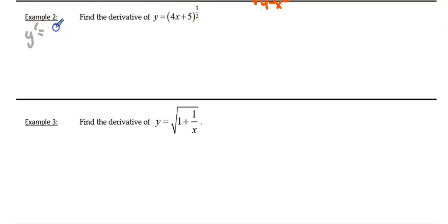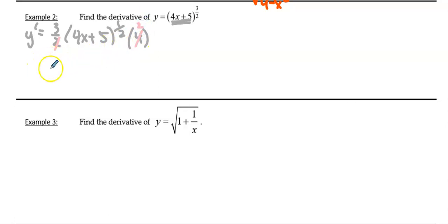Again, move the power down, 3/2. Then we leave what's inside of the parentheses alone to 1 less power, 1/2. And then we're going to multiply by the derivative of what's inside of the parentheses, which is simply 4. Notice that this is a positive 1/2, so the only thing that can cancel out is that this 2 goes into this 4 2 times.